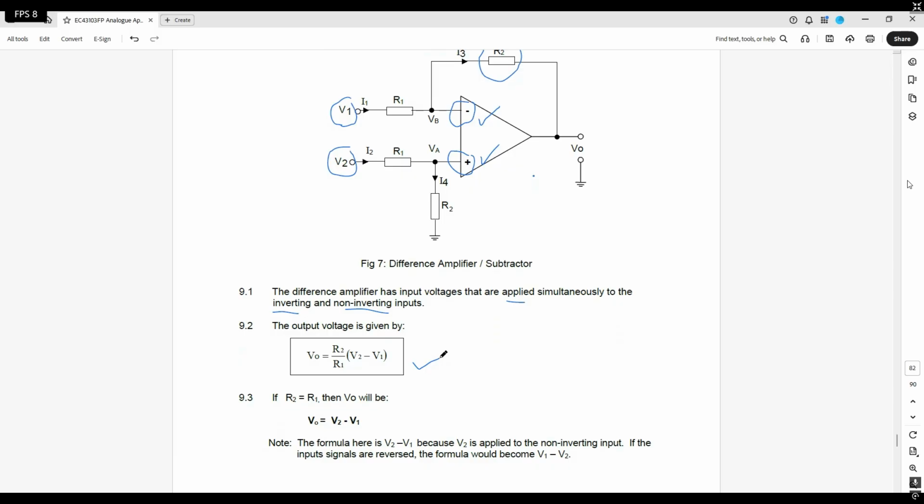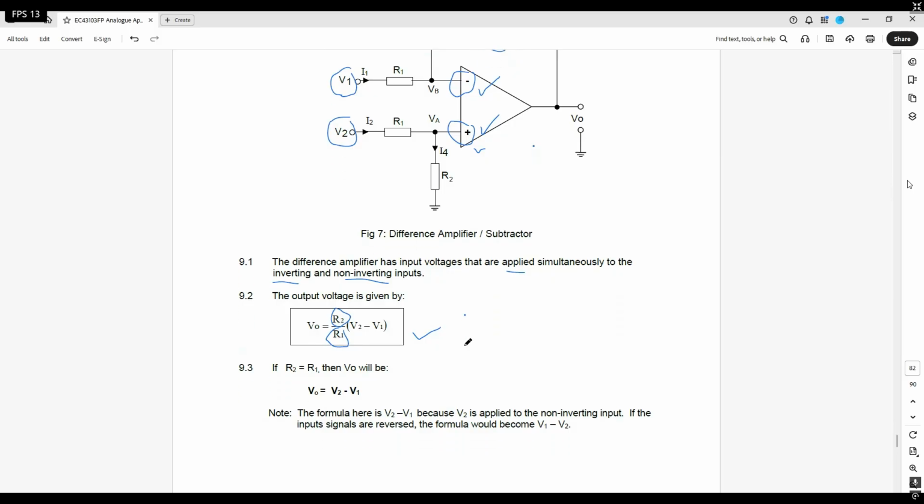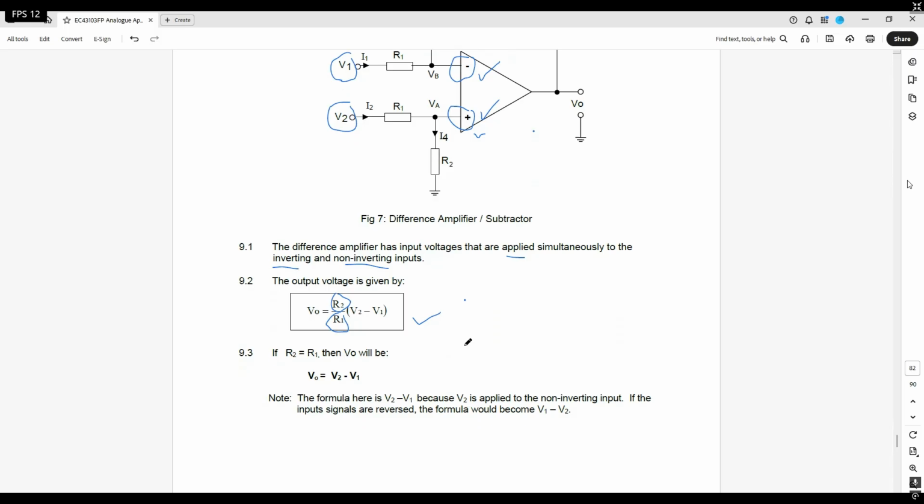Then, R2, remember, this is your feedback resistor. R1 is the resistor at the input over here. And then V2 minus V1. Now, why V2 minus V1? Because V2 is at the positive terminal and V1 at the negative terminal. That's why it's V2 minus V1. And at the moment, there's no negative sign in front of the formula, so don't add it in.